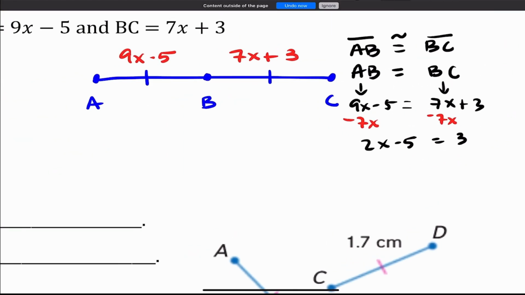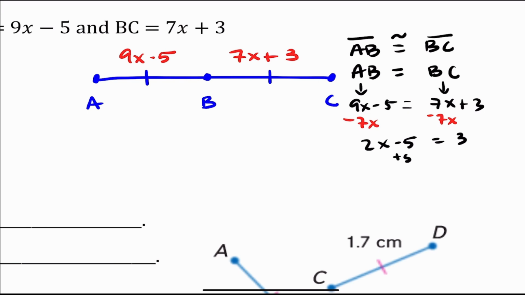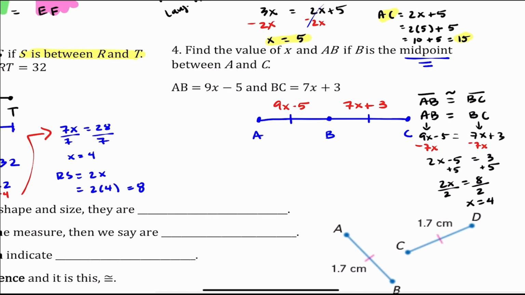All right. So 2x minus 5 equals 3. I'm going to add both sides by 5 here. So I have 2x equals 8. And I'm going to divide both sides by 2 here. So x equals 4. All right, so we know that x is equal to 4, and I'm being asked to find what the measure of AB is. This is AB. So AB is currently 9x minus 5. So replace x with 4. So 9 times 4 minus 5. 9 times 4 is 36 minus 5. 36 minus 5 is 31. That's how long the measure of AB is.